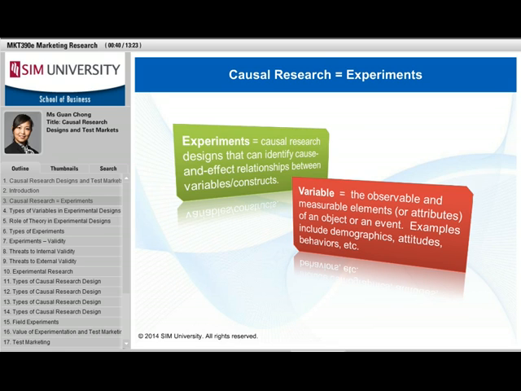Causal research or experiments can identify cause and effect relationships between variables and constructs. A variable is an observable and measurable element or attribute of an object or an event. For example, demographics, attitudes, and behavior.